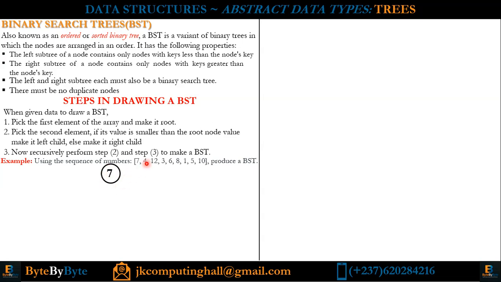From there, we'll take 4. If you compare 4 and 7, 4 is less than, so 4 has to be to the left. That's what we have. The next input is 12. When you compare 12 and 7, what do you have? 12 is greater than, so it should be to the right. The next one is 3. When you compare 3 with 7, 3 is less than, so I'm coming here. I compare with 4 again. How is 3 compared to 4? 3 is less than, so 3 has to be to the left of 4, as you are seeing.